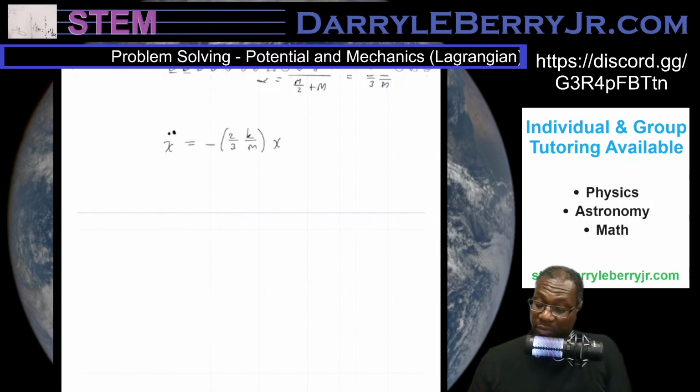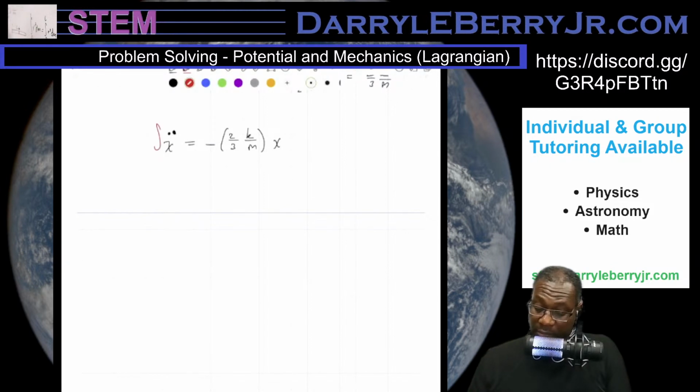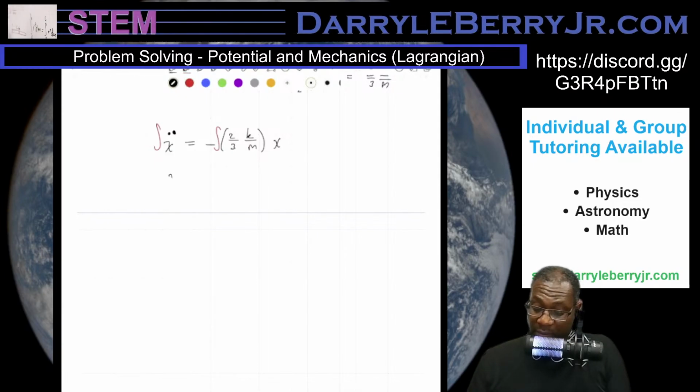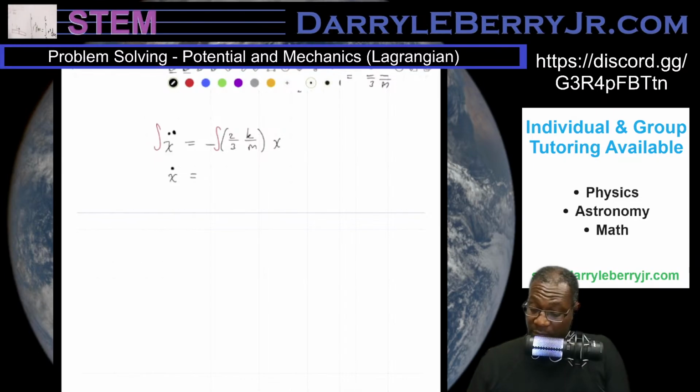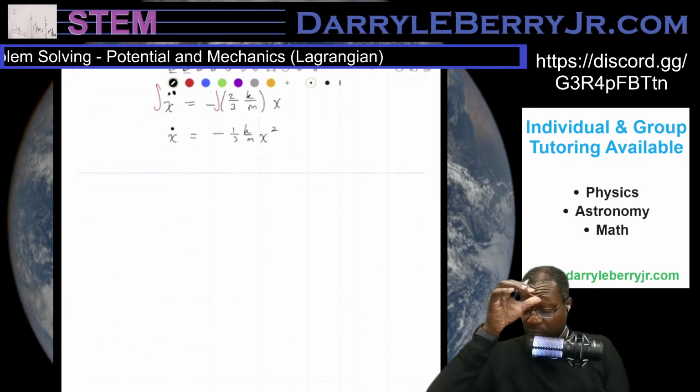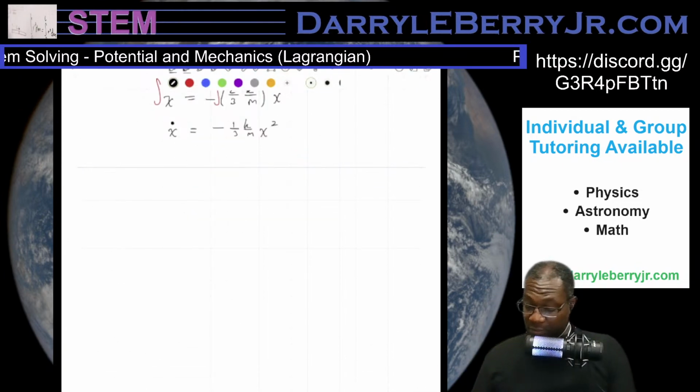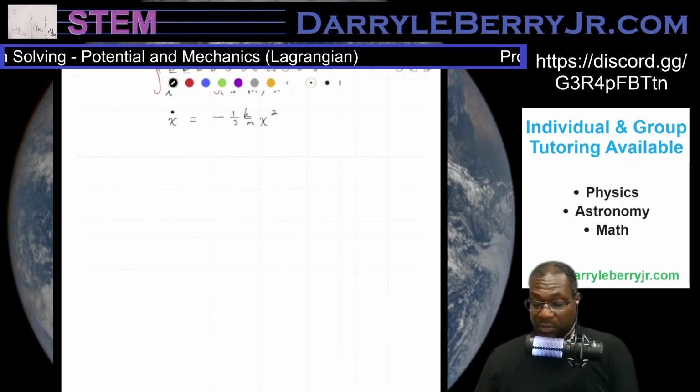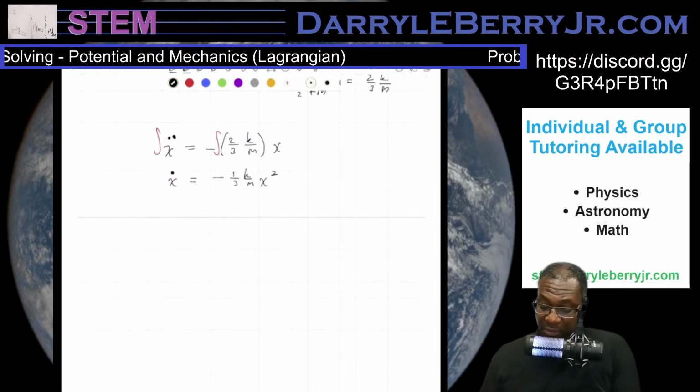Oh, you know what I can do? I can actually integrate this thing. So now I have x dot equals negative 1/3 k over m x squared, and integrate it again to get x. I think that's sufficient.